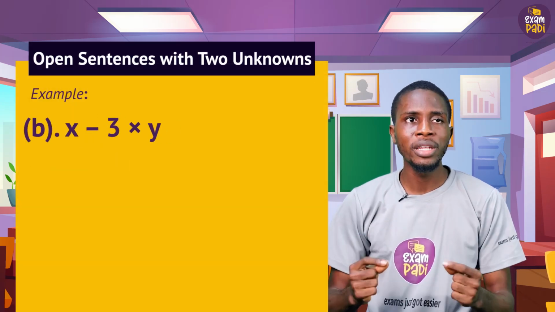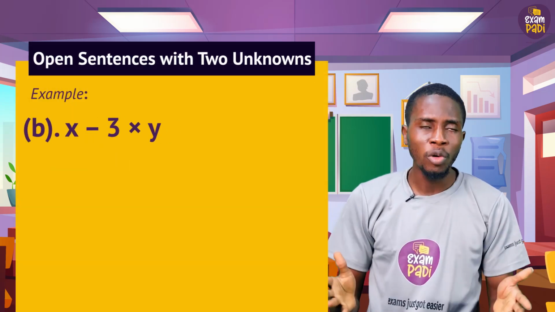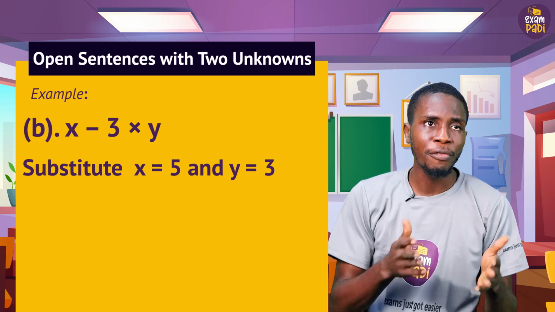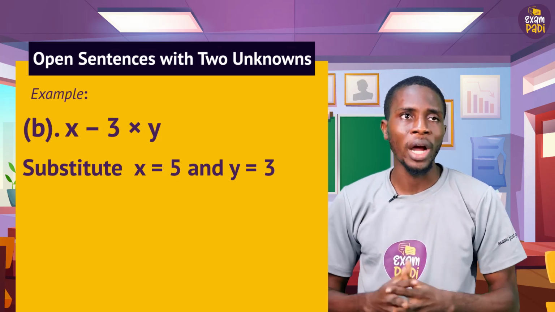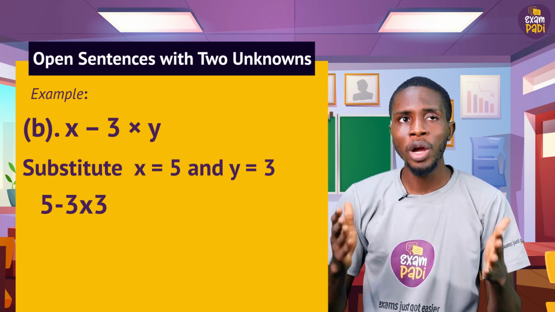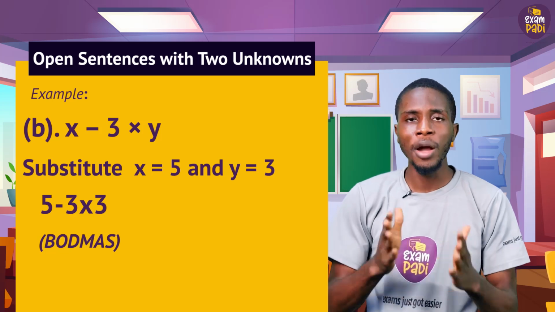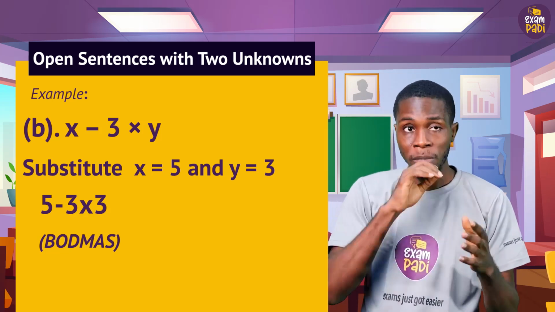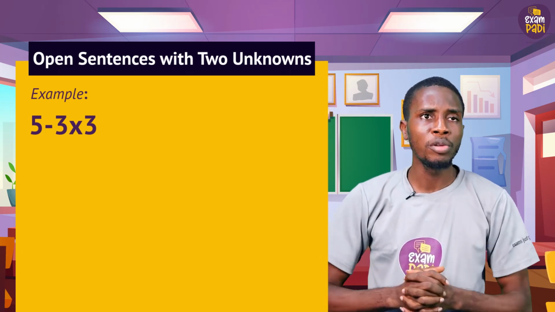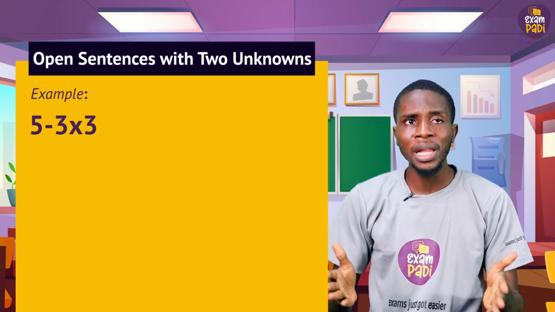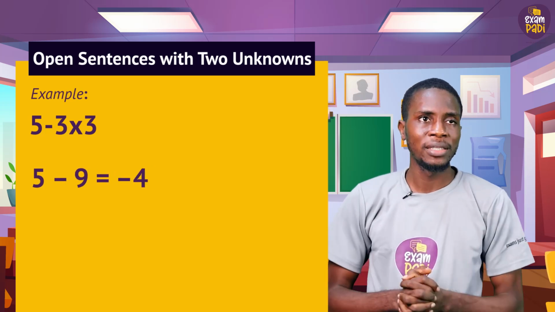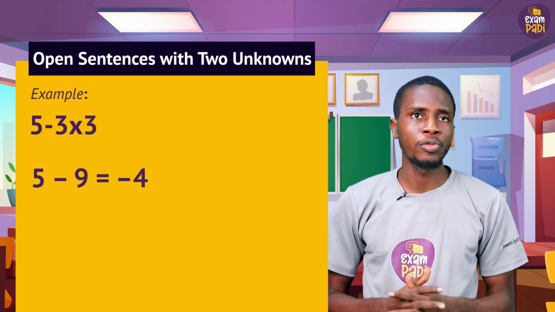B. X minus 3 times y. We are going to apply the same method. That is, substituting 5 for x and 3 for y. 5 minus 3 times 3. But in this case, we are going to be applying BODMAS. We have to first multiply before subtracting. By applying BODMAS, we will first multiply before subtracting, which gives us 5 minus 9. 5 minus 9 equals minus 4.